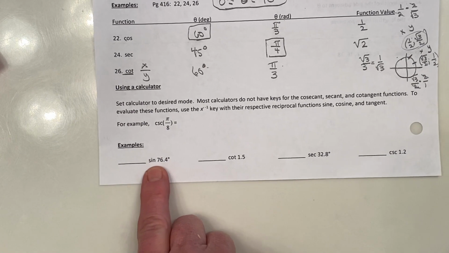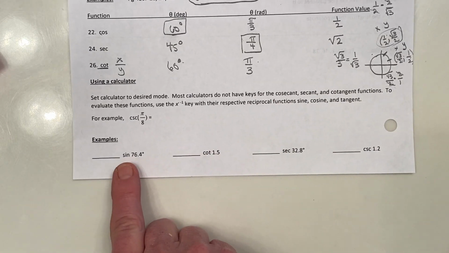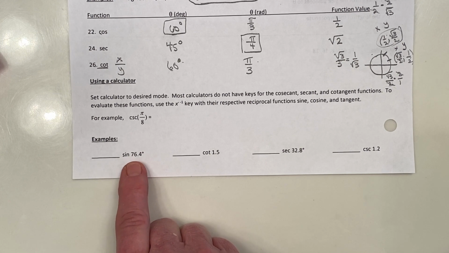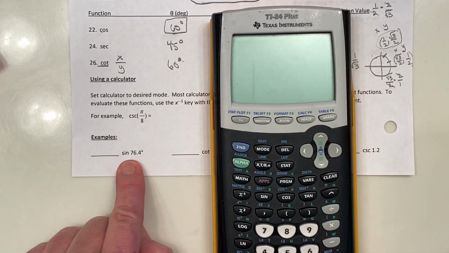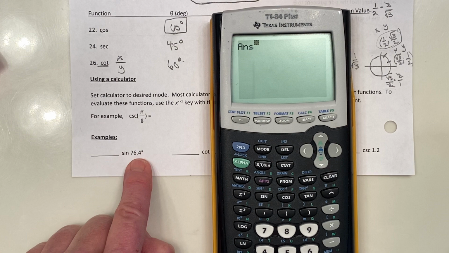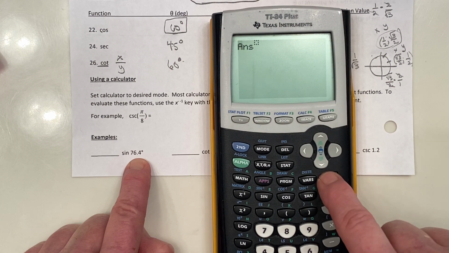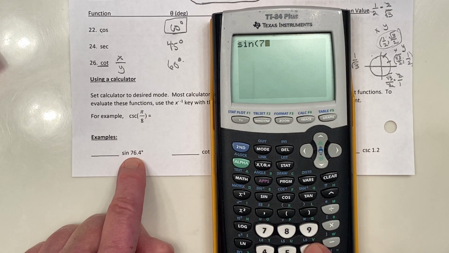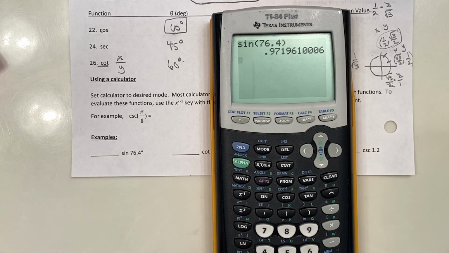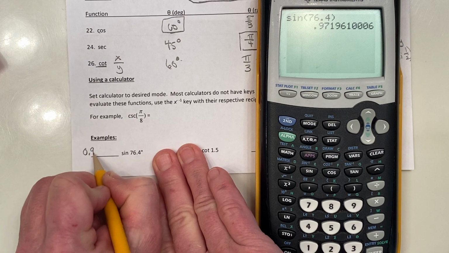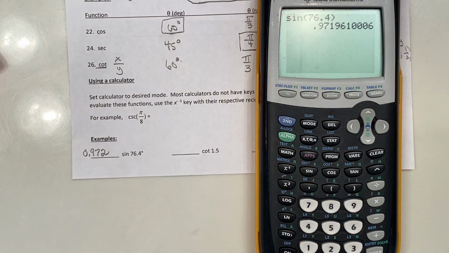Let me start with this first example, though. Let's use our calculator to find the sine of 76.4 degrees. So that's not an angle that comes from the unit circle, like 30 degrees, 60 degrees, 45 degrees, etc. So we're going to have to use a calculator to find this value. We do have a sine key on our calculator. This angle is in degrees, so go to your mode. Yes, we are in degrees. Good. Just hit sine, 76.4. No degree symbol is necessary. We're going to record to 3 decimals. So 0.972.